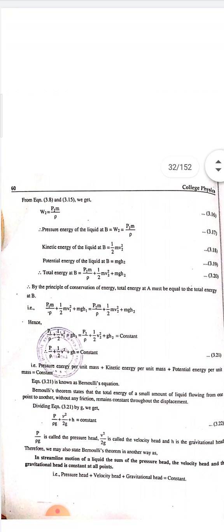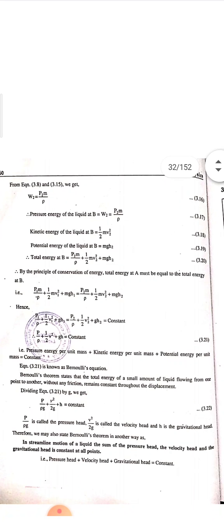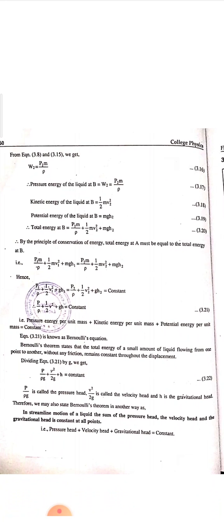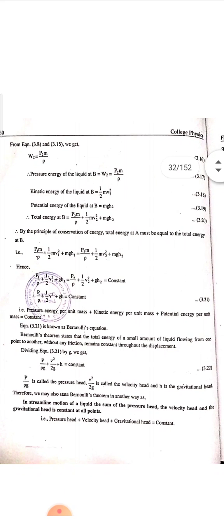Pressure energy per unit mass plus kinetic energy per unit mass plus potential energy per unit mass is equal to a constant, and this is called Bernoulli's equation. That is, P/ρ + v²/2 + gh = constant. This equation you have to remember. Bernoulli's equation states that the total energy of a small amount of liquid flowing from one point to another without any friction remains constant throughout the displacement. That you have to remember. This may come for the MCQ.